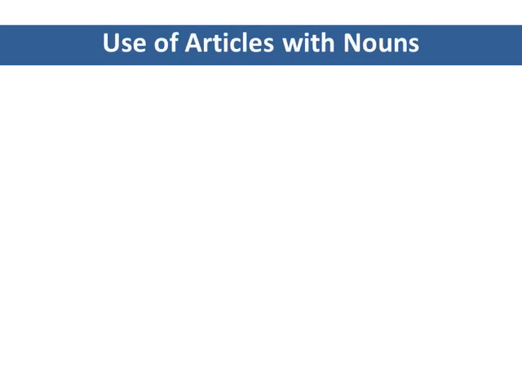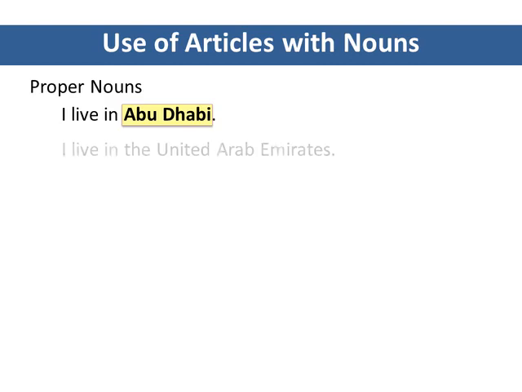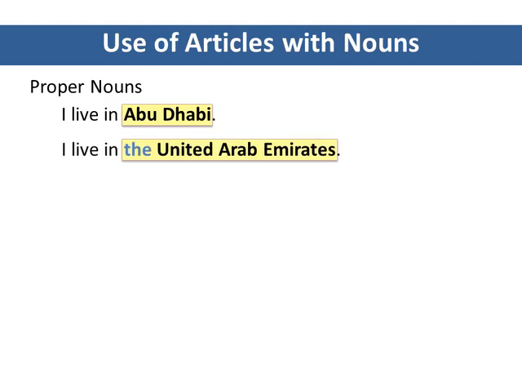Different types of nouns can use different articles. Articles are the words a, an, and the that come before some nouns. Most proper nouns do not use an article. Look at the example, I live in Abu Dhabi. Abu Dhabi is a proper noun. It is capitalized. It is not used with an article. There are exceptions. For example, I live in the United Arab Emirates.